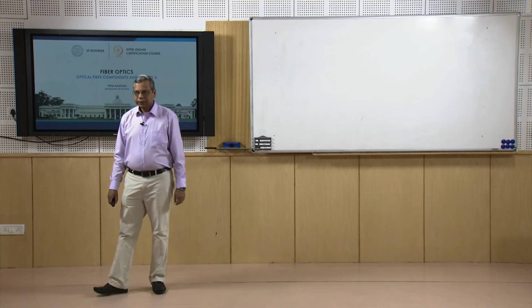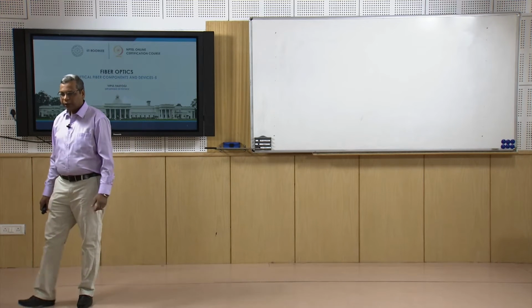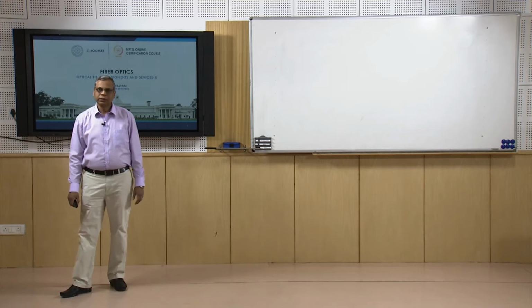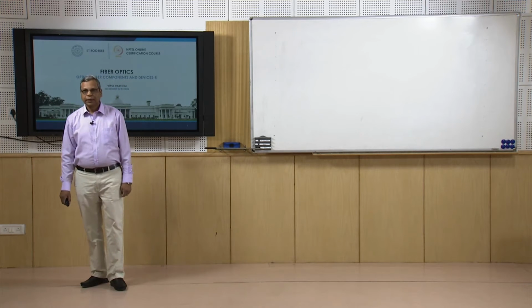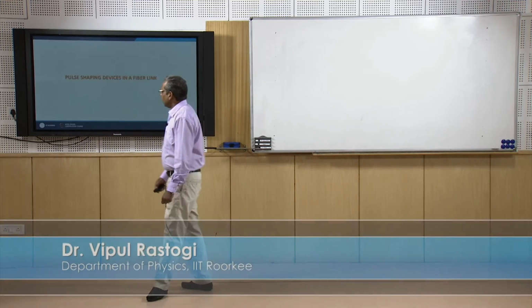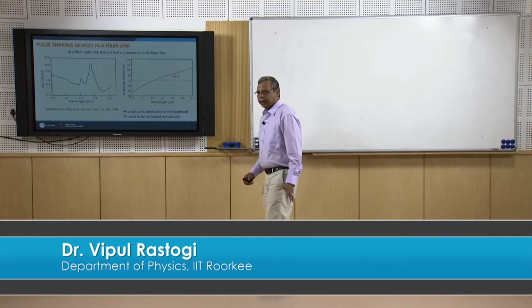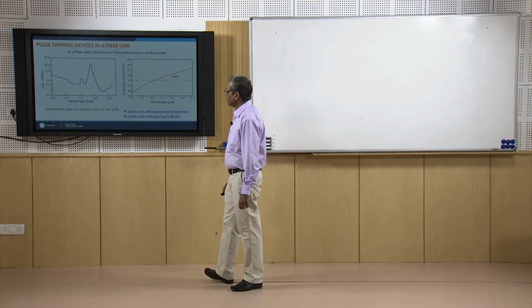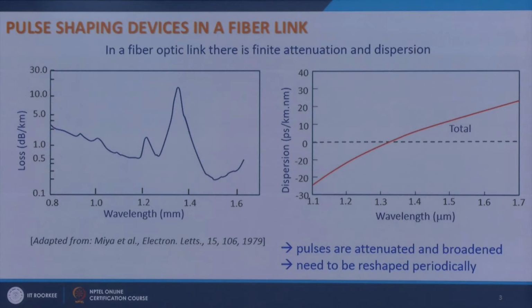So, now in this lecture we will look into some other components and devices based on optical fiber, and these are basically pulse shaping devices. What happens when pulses travel through optical fiber? They get attenuated and they get dispersed. A typical attenuation curve of an optical fiber is like this, and a typical dispersion curve is like this.